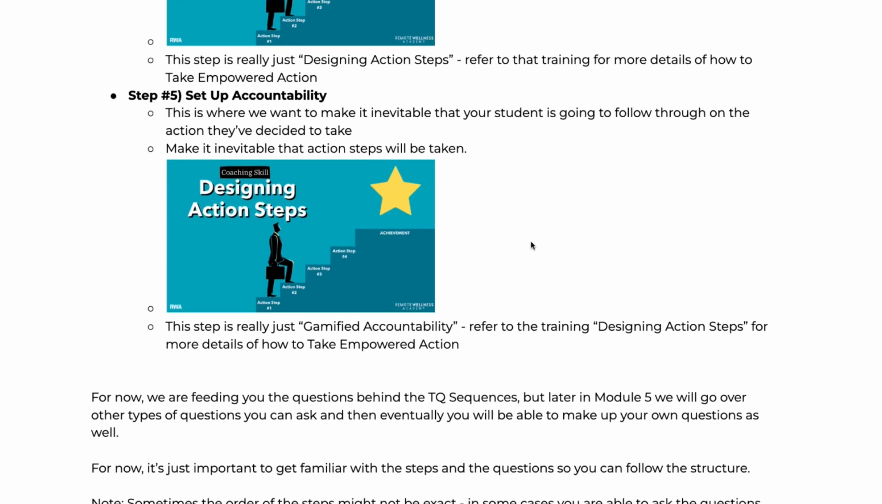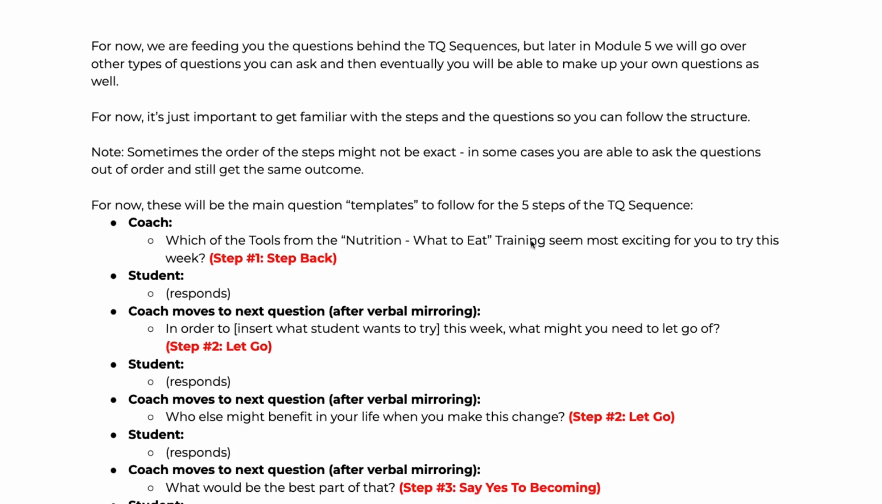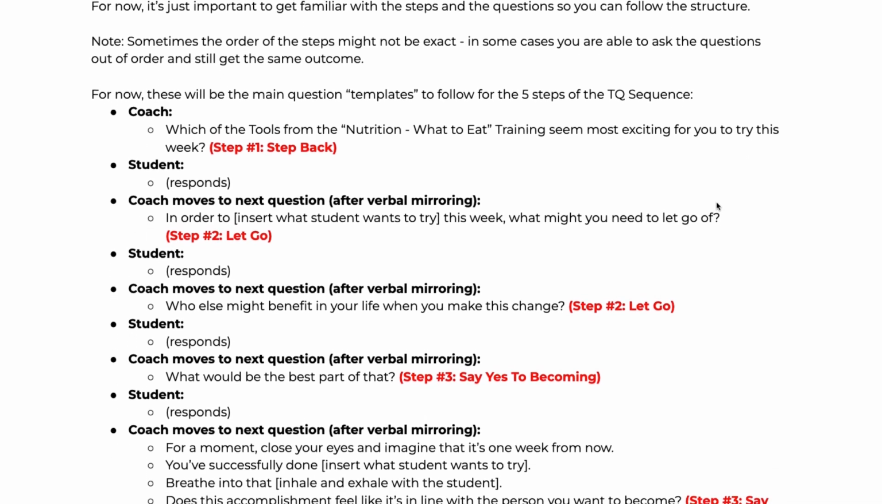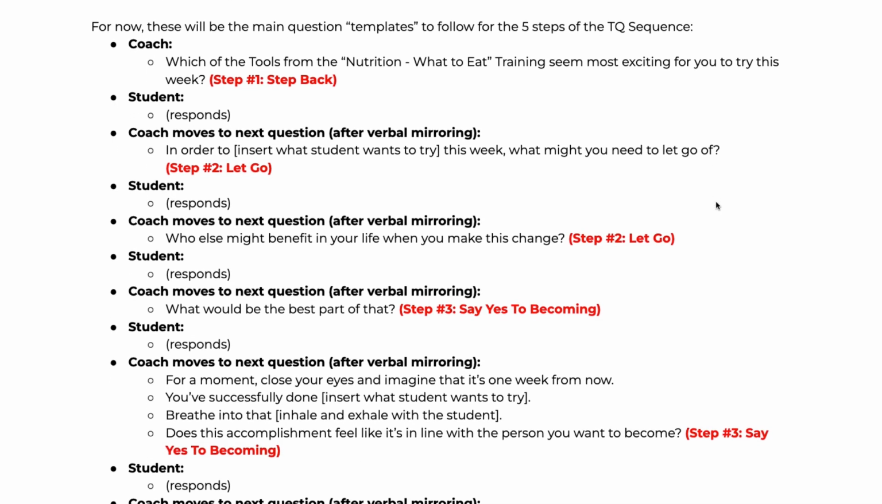And so the big thing to know about this is that for now, what we are doing is we are feeding you the questions behind the TQ sequences, but later in module 5, we will go over other types of questions that you can ask, and then eventually you'll be able to make up your own questions as well. And so for now, it's just important to get familiar with the steps and the questions so that way you can follow the structure, right? And so sometimes the order of the steps might not be exact. And so in some cases, you are able to even ask the questions out of order and really get the same outcome. And so for now, for the purposes of what we are doing right now, these are going to be the templated questions, okay? But like I said, once we get into module 5, we'll talk about more questions that you can ask inside of coaching sessions, as well as you making your own.